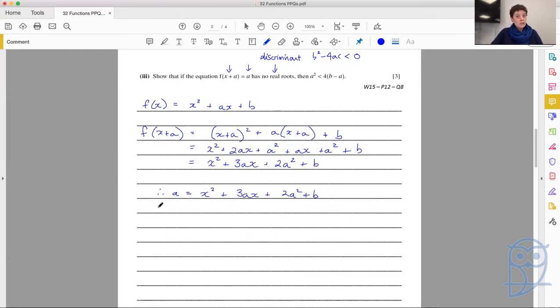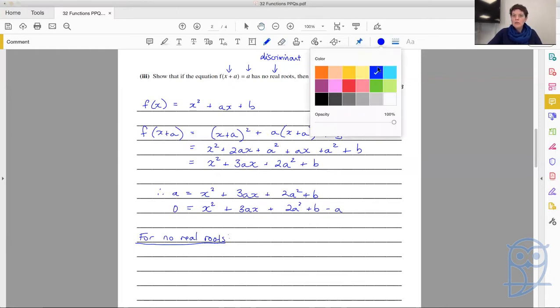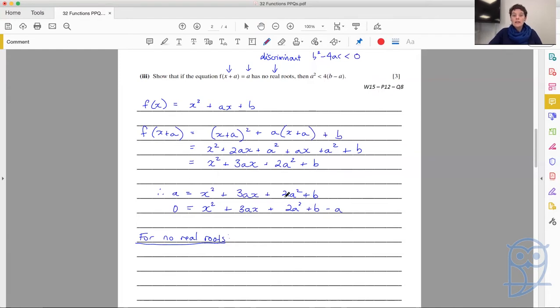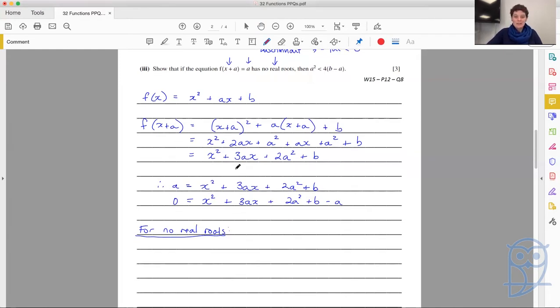Well, before we can use a discriminant, we have to make it equal to 0. We must have a quadratic equal 0. 0 equals x squared plus 3ax plus 2a squared plus b minus a. Now we need to go for no real roots. That would be our next logical step in solving an equation like this. b squared minus 4ac, but we've got lots of a's and b's that we're playing around with here. So let's just make sure we're clear with the a, b, and c for the discriminant.